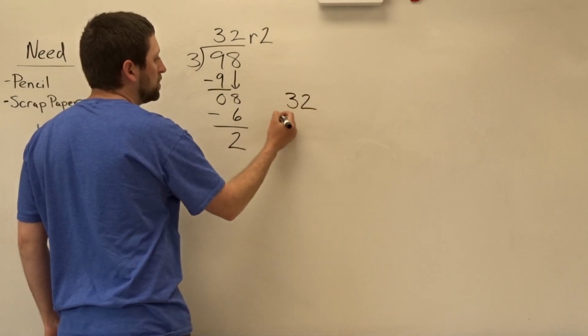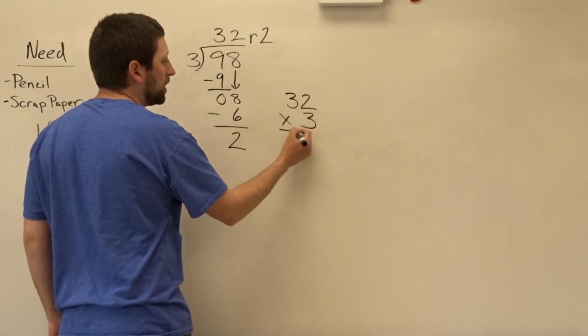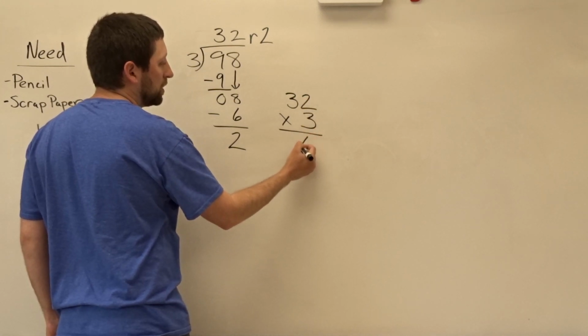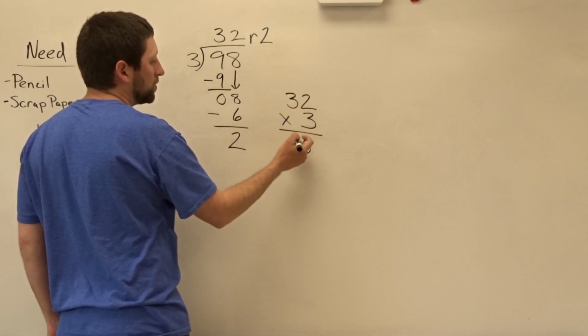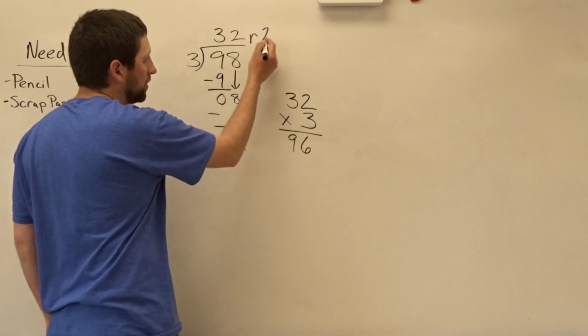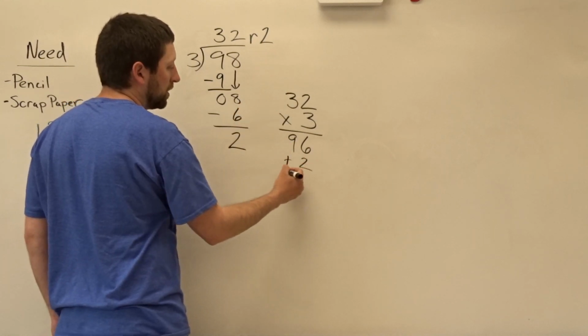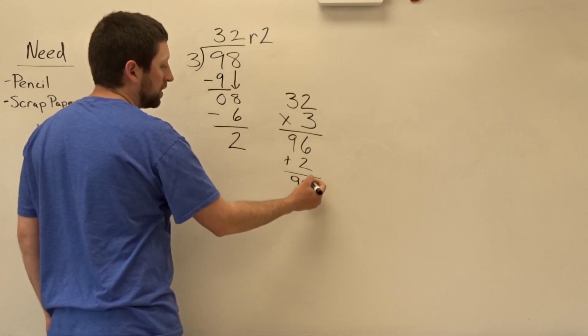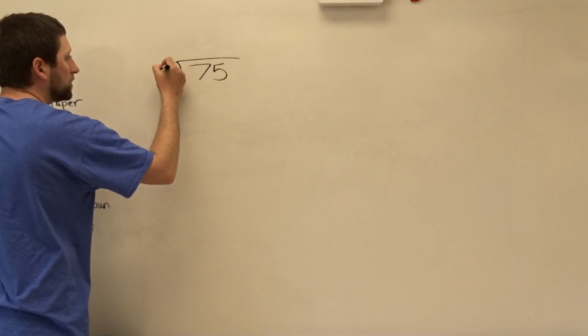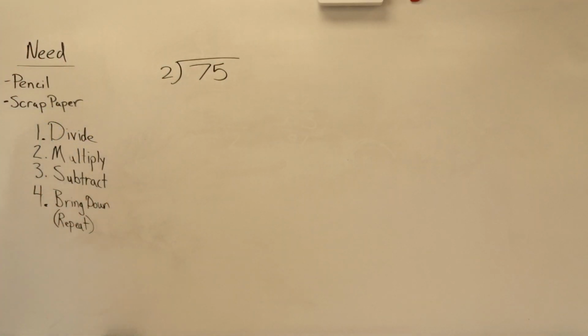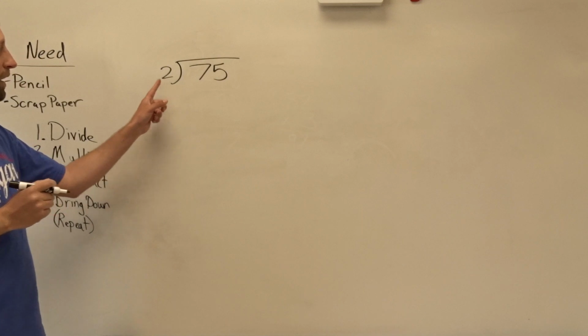So 32 times 3. 3 times 2? 6. 3 times 3? 9. Plus 2 more is 98. My third example that I want you to watch is 75 divided by 2.